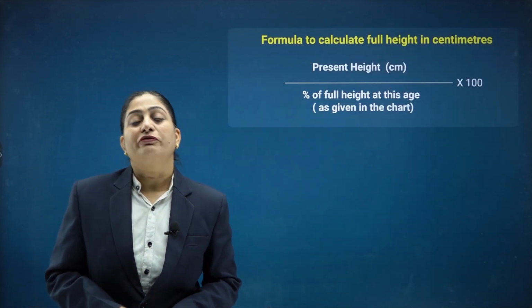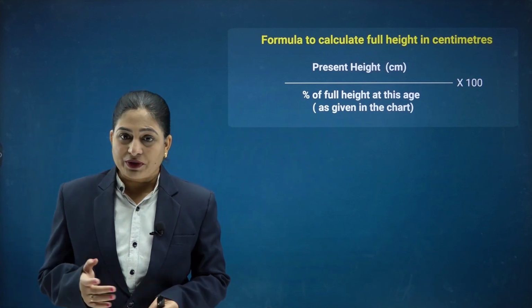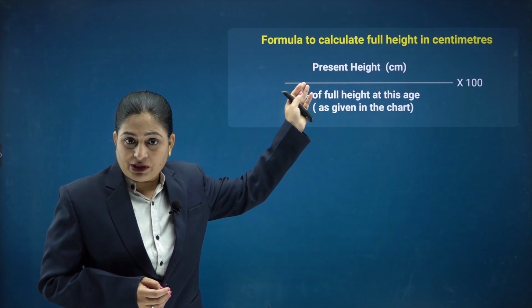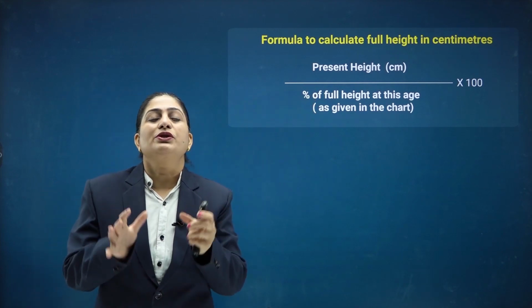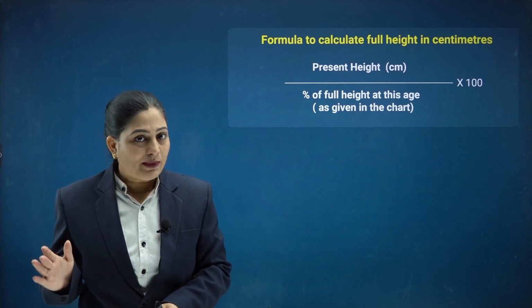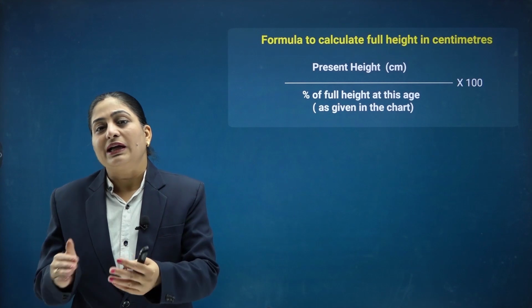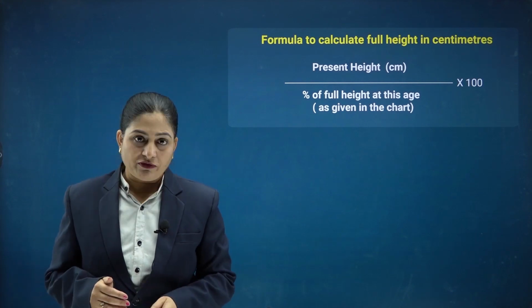Now we'll talk about the formula to calculate full height in centimeter. Write your present height in centimeter, then write the percentage of full height at this stage, which you can find using that table, and multiply by 100, so that you come to know, okay, by the age of 18 I'll be achieving this much height.